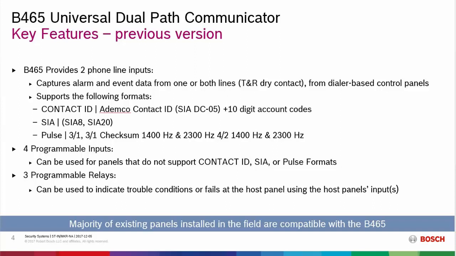It has 4 programmable inputs, so if you're not using it in a fashion where you're capturing the phone lines, you can use the programmable inputs. Basically, you just wire the outputs from the host panel to the inputs of the 465, and then you can configure the inputs for what type of alarm scenario it's going to be. And the B465 also has 3 programmable relays for outputs. So that's for indication of any kind of trouble conditions or failures.